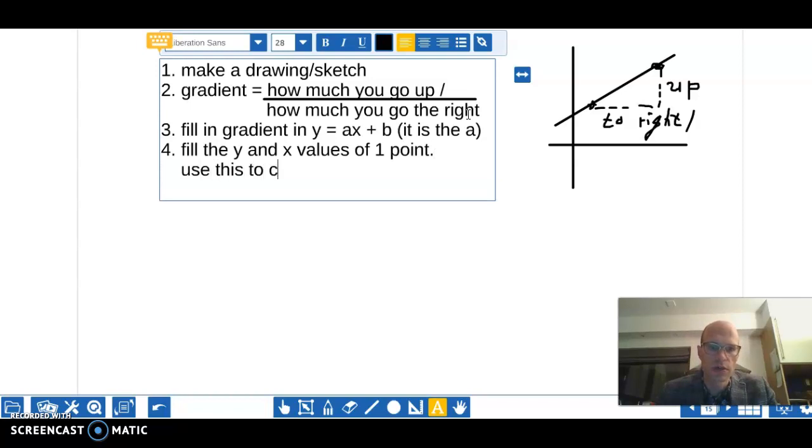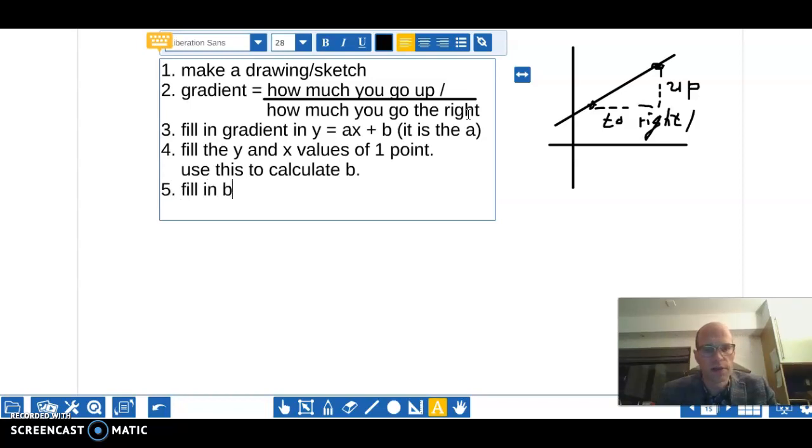Use this to calculate b. And then last but not least, fill in b in the formula. And then you have a nice graph.